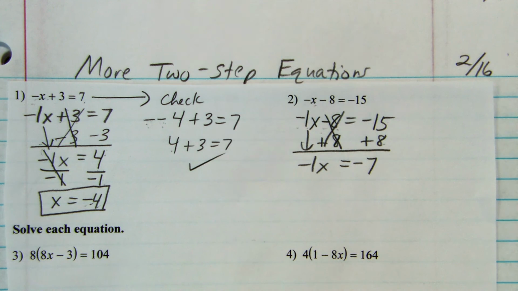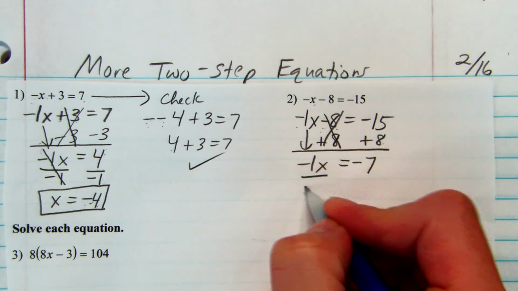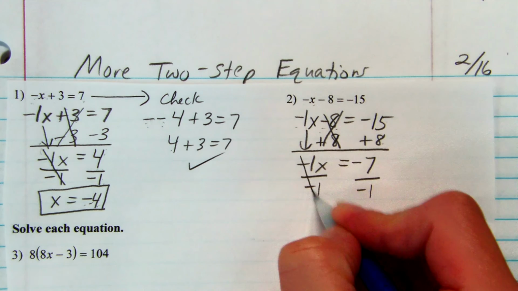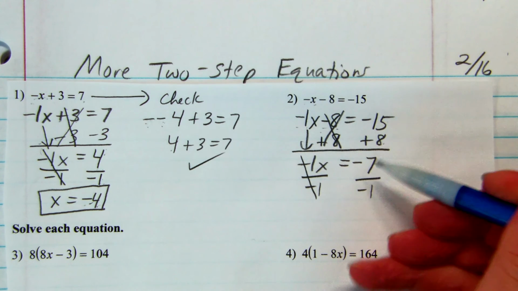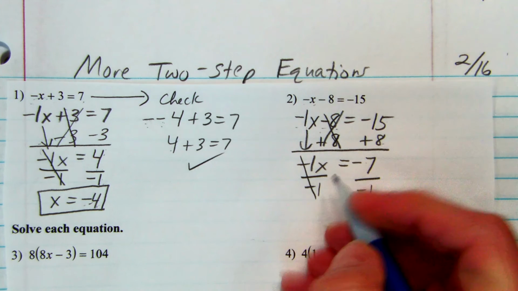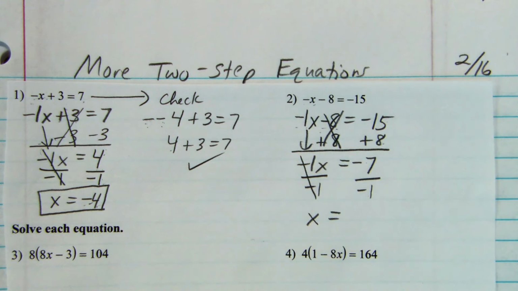And then what do we do to get x by itself? Divide by negative 1. Yes. And then if we have division with same signs, the sign on my answer is?